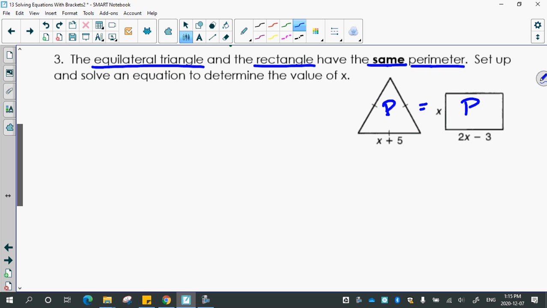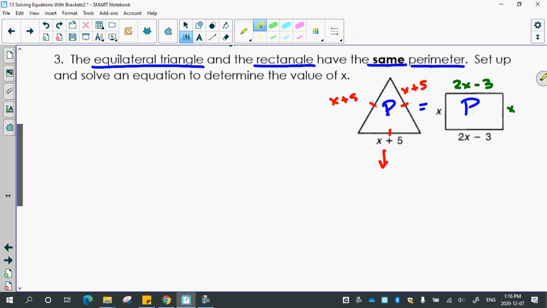And these little tick marks on the equilateral triangle mean that all 3 sides are x plus 5. And we know for a rectangle that opposite sides are the same. So if this side's x, this is x. And if the bottom side is 2x minus 3, then the top side is 2x minus 3. So I want everyone to try the count around method. See if you can figure out the perimeter of this shape in terms of x, by counting around.